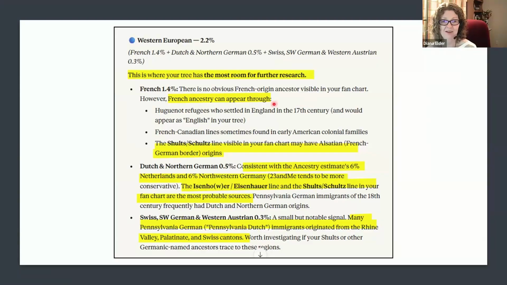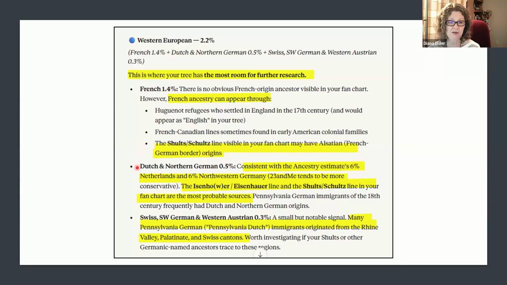And it recognizes that there's no obvious French origin ancestor, but here are some ideas where some French ancestry could have come from. Huguenots, who would appear as English, French Canadian lines, probably not. I haven't seen that. But this one actually is accurate. The Schultz line may have Alsatian, French-German border origins. And the area where we have traced the Schultz immigrant ancestor is in Alsace-Lorraine, which is French-German. It's right there on the border. So this was a good clue that it pulled out that actually is accurate.